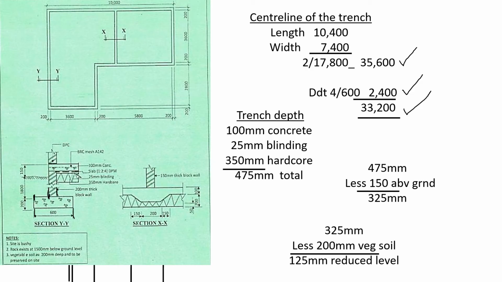Now we need to calculate the depth of the trench. The depth of the trench, we can see the concrete, if we use what we are given, the concrete is 100 millimeters. Concrete, I'll use the red pen so it can be more easily visible. 100 millimeters concrete, then we have 25 millimeters blinding, then we have 350 millimeters of hard core. So the total depth for the concrete, blinding and hard core is 475 millimeters.